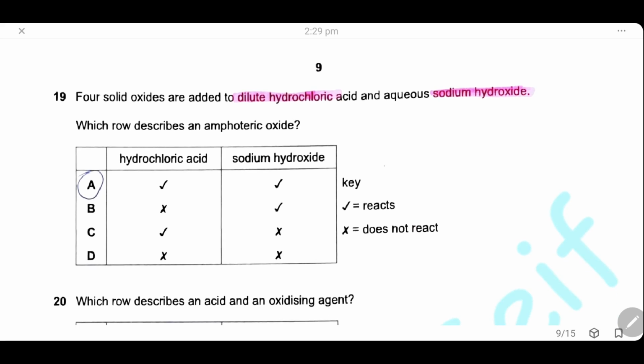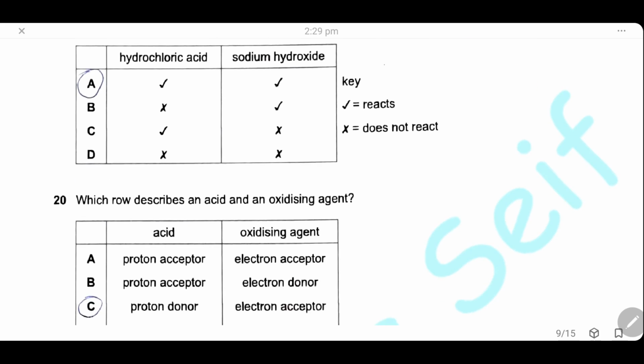Question 19. Four solid oxides are added to dilute hydrochloric acid and aqueous sodium carbonate. Which row describes an amphoteric oxide? An amphoteric oxide is an oxide that can react with an acid and a base, so it will react with the hydrochloric acid and sodium hydroxide, and we will have check marks in both columns, and the answer is A.